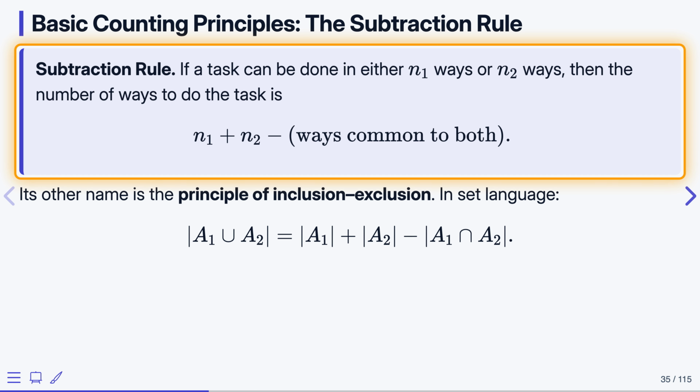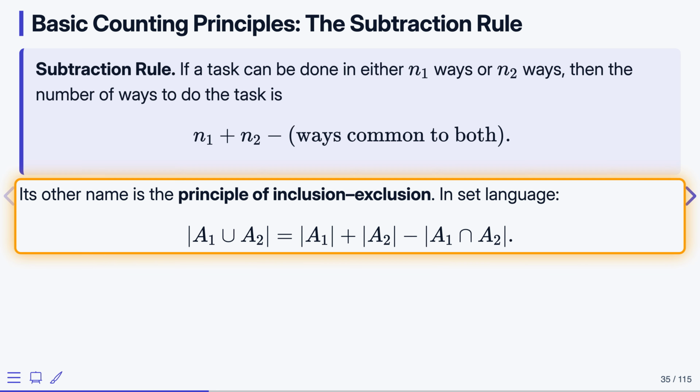Now the third rule. A task can be done in one of two ways, but this time the two groups may share some ways. If we just add the two counts, every shared way is counted twice. So we add n sub 1 and n sub 2, then subtract the ways that are common to both. This rule has a second name, the principle of inclusion and exclusion. In set language, the size of A1 union A2 equals the size of A1 plus the size of A2 minus the size of A1 intersect A2. Add the two counts, then take the overlap away once. Chapter 8 does the general case.